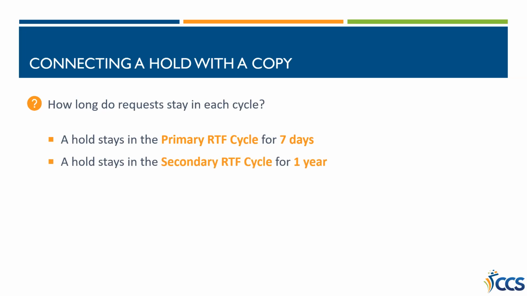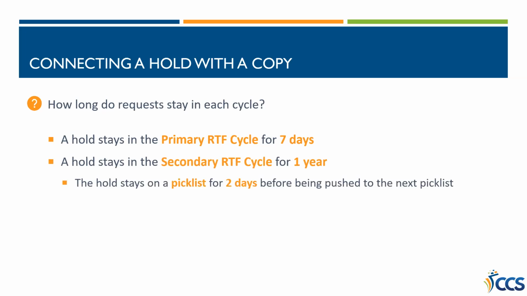Now, a hold altogether cycles around the secondary request cycle for 1 full year, but a request is going to stay on an individual pick list for 2 days before moving on to the next library. So like if 2 libraries own a copy, and neither one pulls it to fill the hold, which like they won't, no one's going to do that. Basically, the hold request will then just kind of move from pick list to pick list over and over again for a full year.